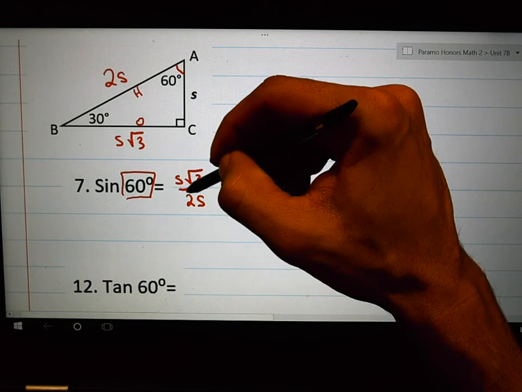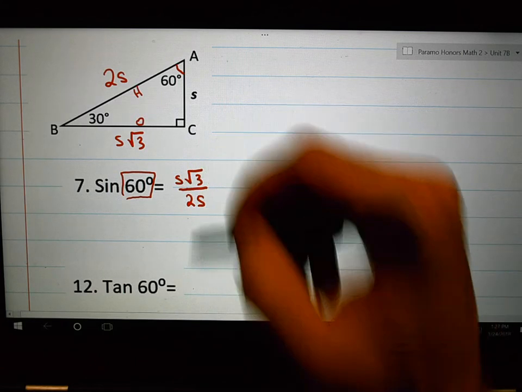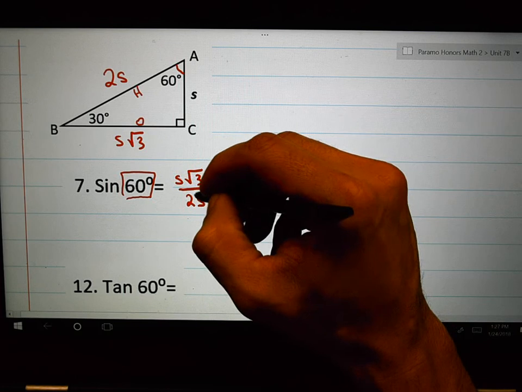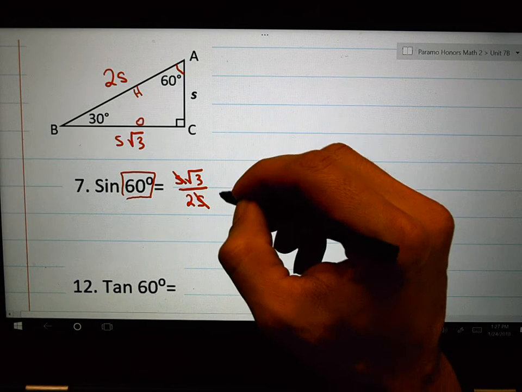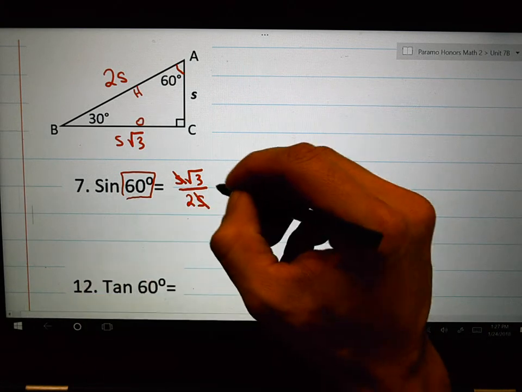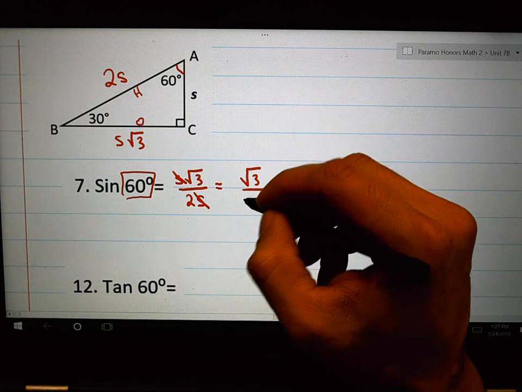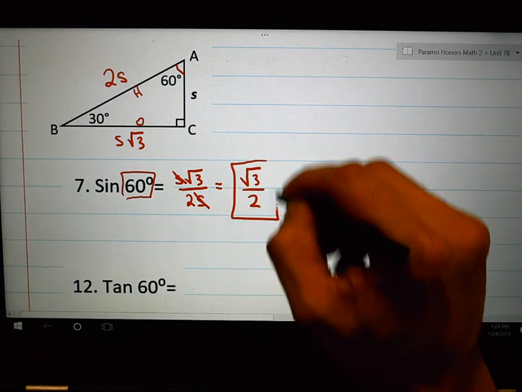S divided by s. That's multiplying. We can reduce, can't we? Does s go into s? So the sine of 60 degrees, the sine of 60 degrees of any triangle, is going to be in the ratio of root 3 over 2.